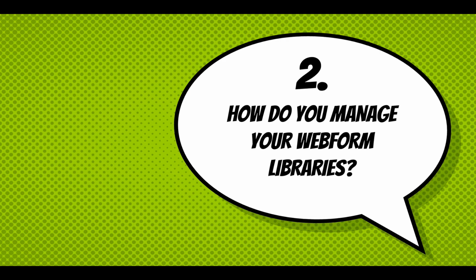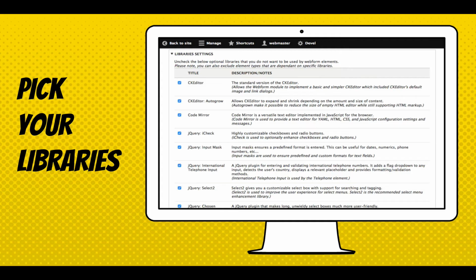Well, it comes down to, how do you manage your webform libraries? Well, you can pick them. You can exclude certain libraries. These are global libraries that we're seeing here. These are applied to multiple elements or variations, so you could turn off CodeMirror so that any place you're editing YAML, you'll just have a plain text field, because we're using progressive enhancement, so it's easy to turn off certain libraries. Or you don't want iCheck enhancements to checkboxes. You can turn that off, or input mask.